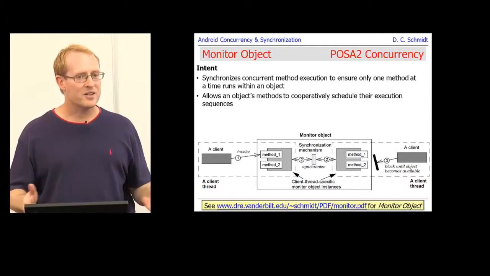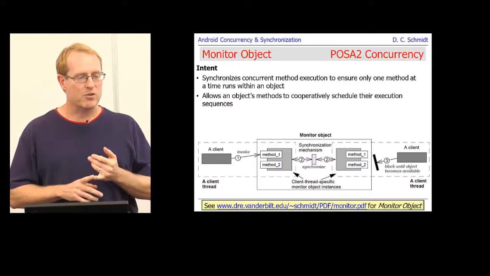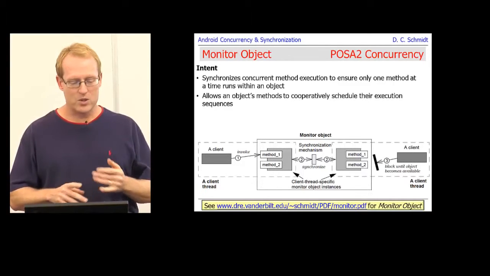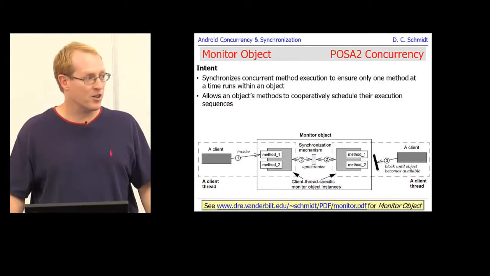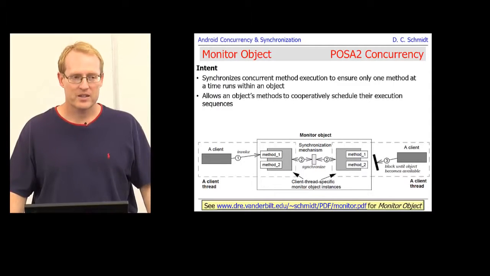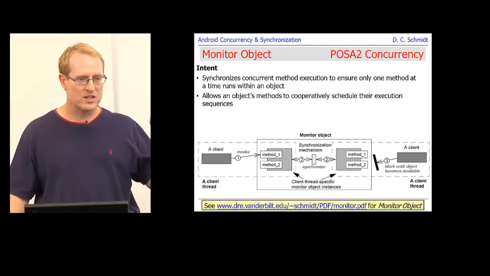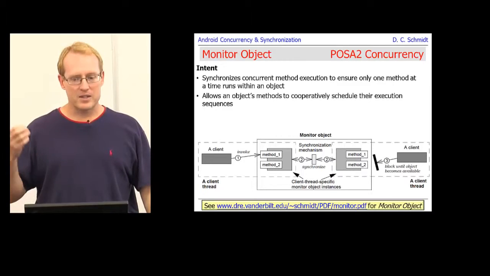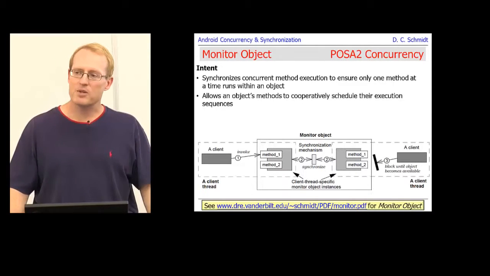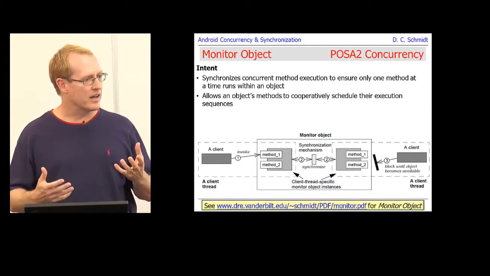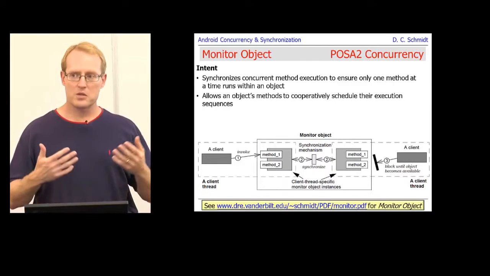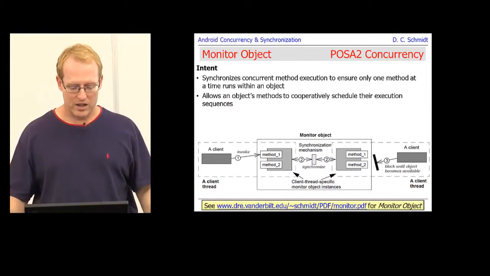So the intent of the monitor object pattern is to synchronize concurrent method execution to ensure that only one method at a time is active within an object, irrespective of how many threads are trying to access that object. So that's one thing it does. That's sort of the serialization portion. And then the second portion is it allows the object's methods to cooperatively schedule their execution. So they can take turns getting things done in a cooperative fashion using these wait and notify all types of operations.